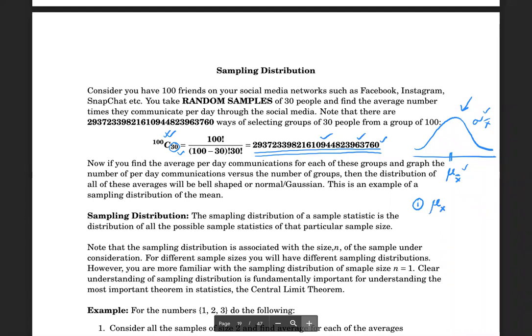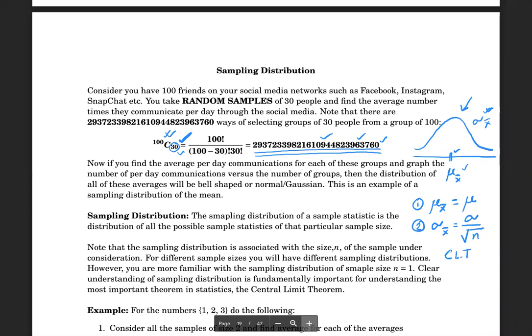Mu sub x bar, this average, is the same as the average of the population, which is mu. The second conclusion is that this standard deviation sigma sub x bar is the same as the standard deviation of the population divided by the square root of the sample size. In our case, we considered our sample size n to be 30. It could be any integer greater than 1. So these are the two conclusions of the Central Limit Theorem, or CLT.